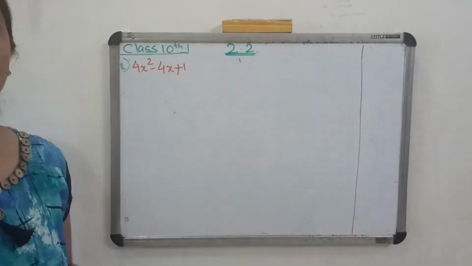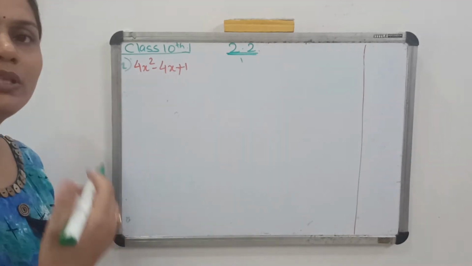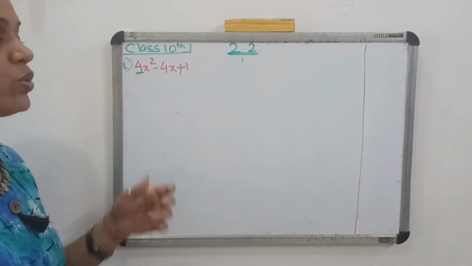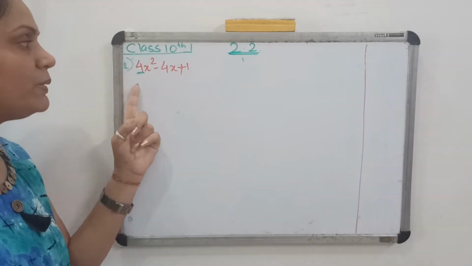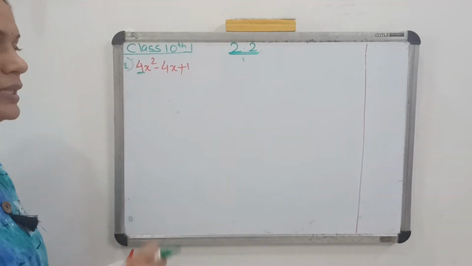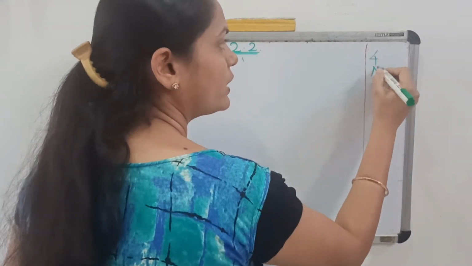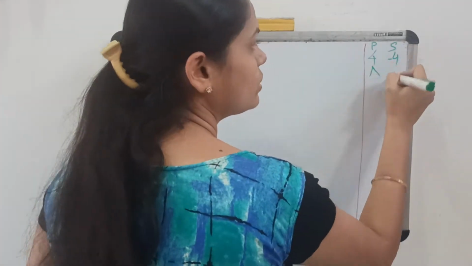Second problem of exercise 2.2. What is the main difference between the first and the second problem? Here the coefficient of x square is not 1, it is 4, which is to be multiplied with the third term, that is a into c. 4 ones are 4. So the product will become 4 and sum is minus 4.